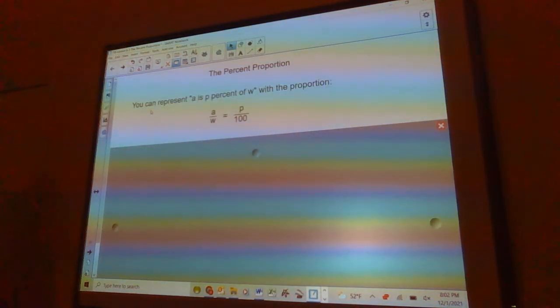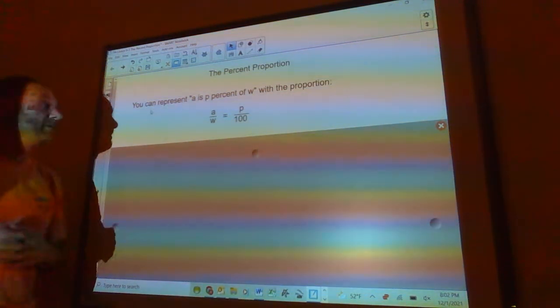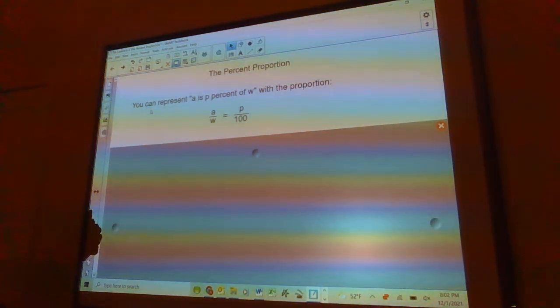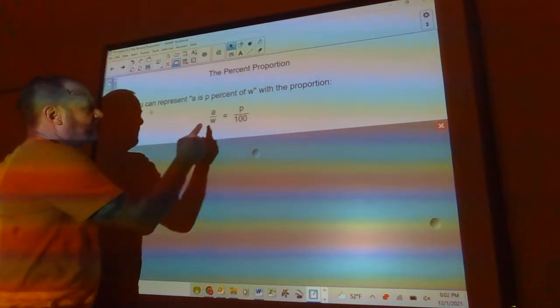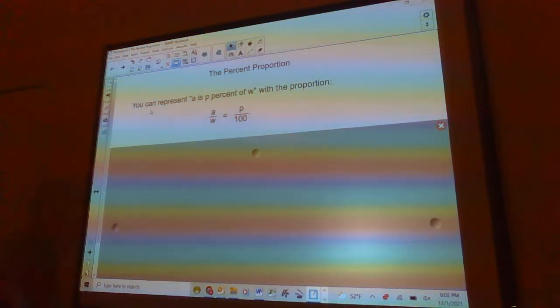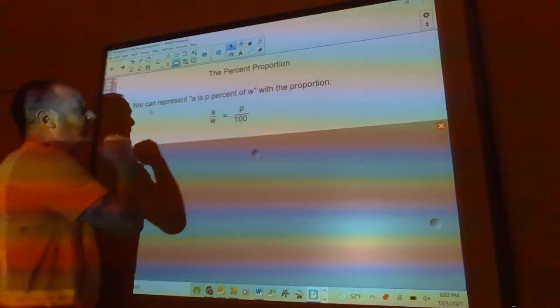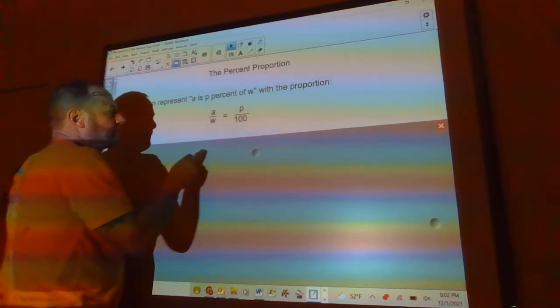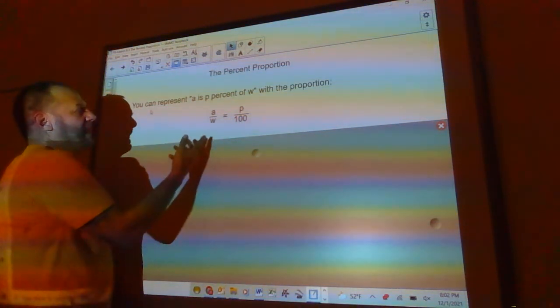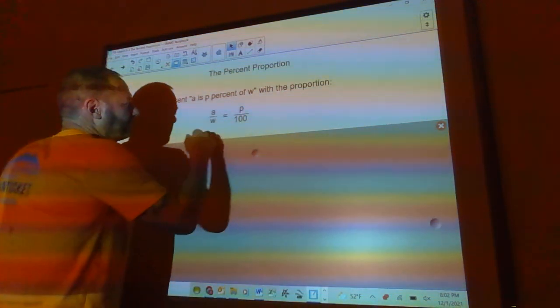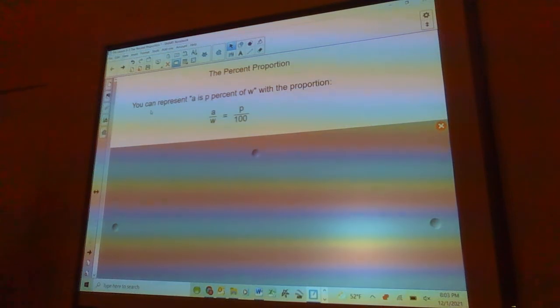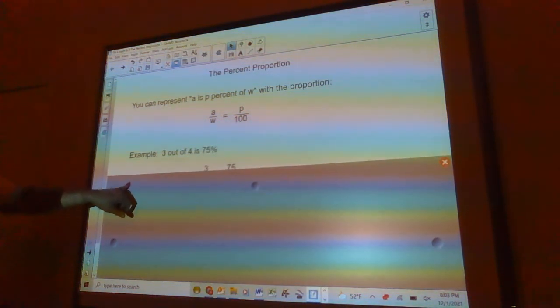You can represent A as P percent of W with this proportion. So A over W equals P over 100. So A is P percent of W. Basically you take whatever your fraction is, you set it equal to another fraction with 100 in the denominator, and then you solve that for P, and that's going to be the percent.